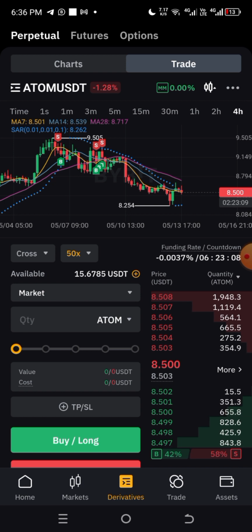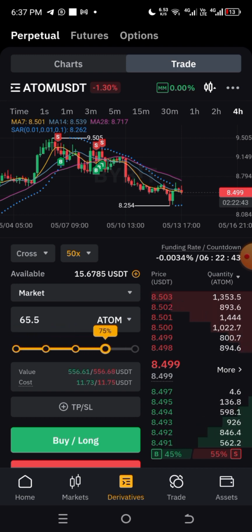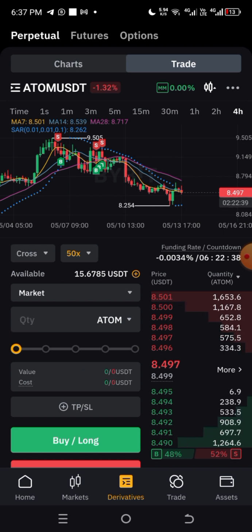I'm doing this just for tutorial purposes. I didn't really fund much. I didn't have access to enough naira from one of my accounts today, so I just funded $15 for the purpose of this tutorial. Now, as low as $15, you can still trade. You can trade perpetuals, but ensure that your leverage is very small. Under the margin mode, we have cross and isolated.